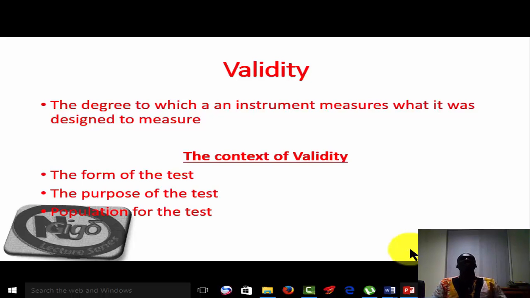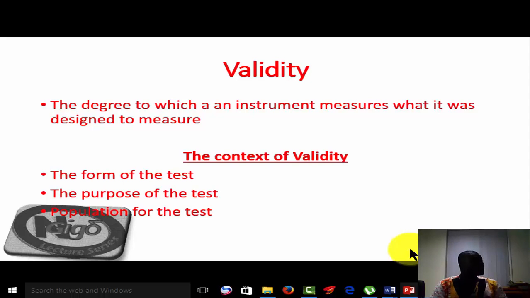But if you are giving it to second-year or third-year nursing students, you might get different levels than the ones you are actually looking for. So the population should be one of the things that you consider. This is the context for the validity we are talking about.